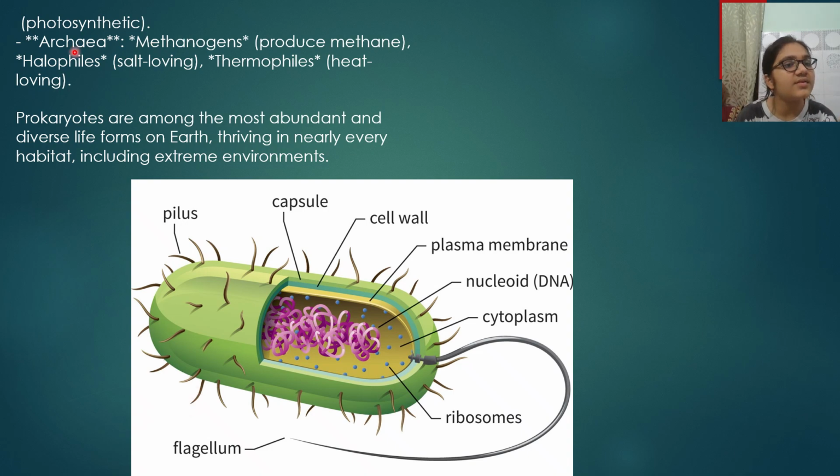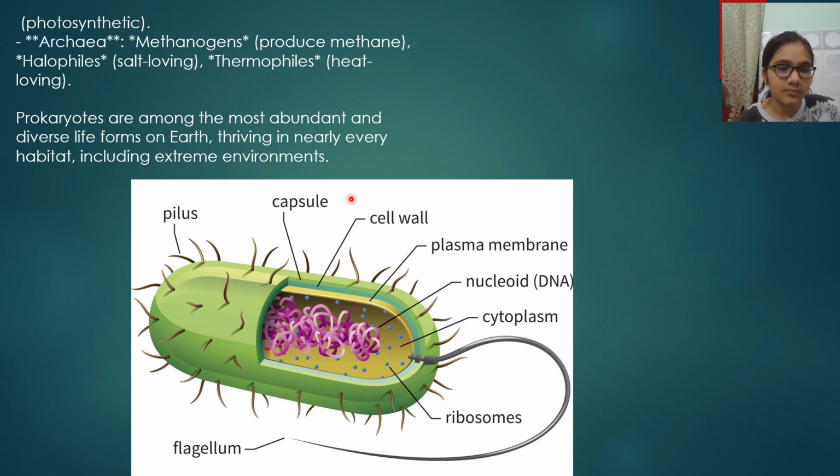Then photosynthetic bacteria. Archaea we have the methanogens, which produce methane. Methane produce करता है. Halophiles and thermophiles. जो prokaryotes होते हैं ना, they are among the most abundant and diverse life forms on the earth, thriving in nearly every habitat, including extreme environments also. So this is the diagram of the prokaryotic cell.